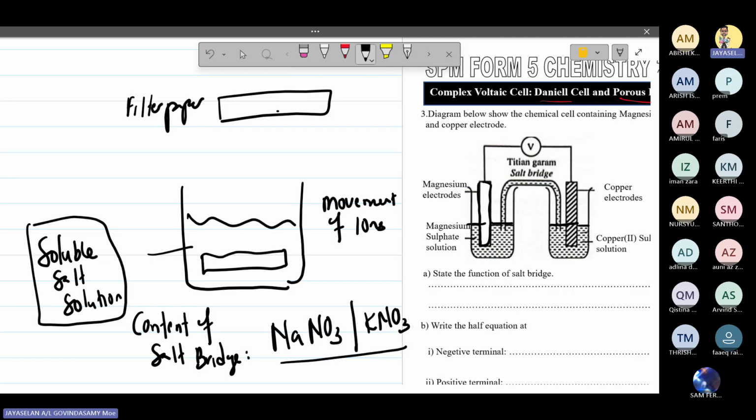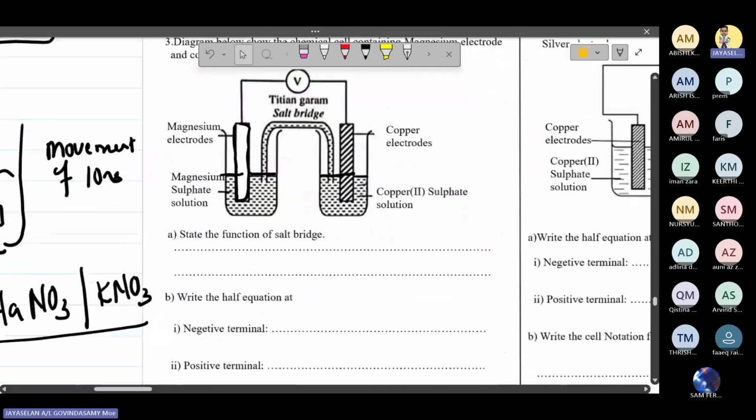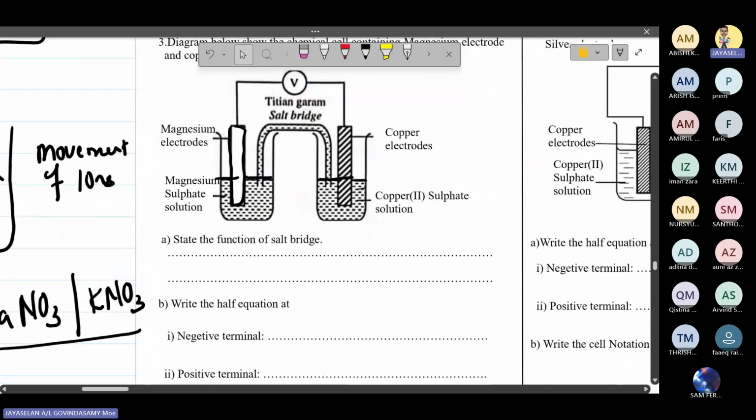If done, one person angkat tangan. One person angkat tangan, I move on to next page. Understand so far? Understand. Okay, now we move on to the question.